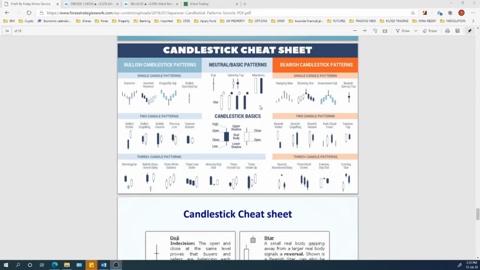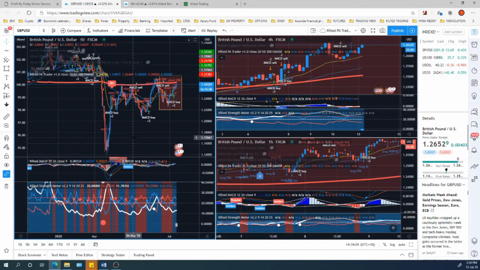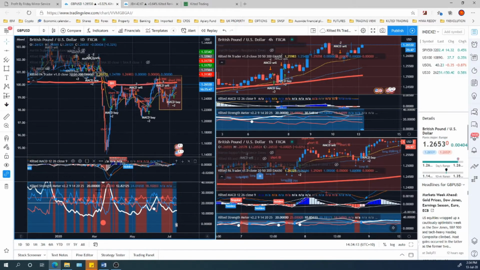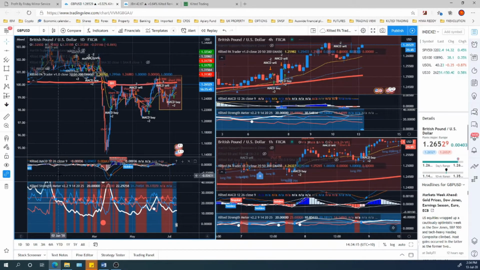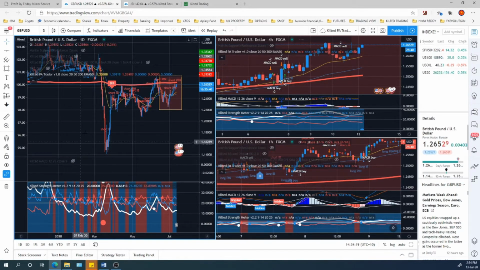But basically what I've been working on is picking out the most popular candlestick patterns and putting them in the one indicator. So we've come up with the Kilted Price Action Trader indicator, and it has all the bells and whistles in the one indicator. We've got the MACD here and our Kilted Strength Mirror, but we'll turn off the MACD just for a second so we can look at pure price action.